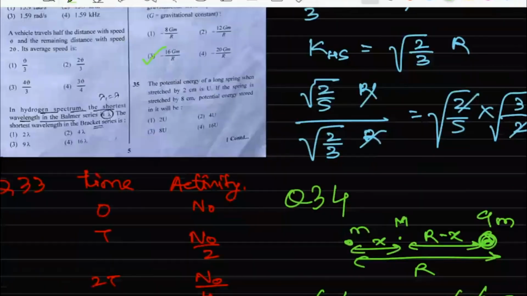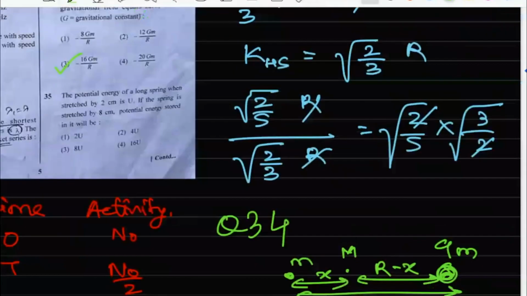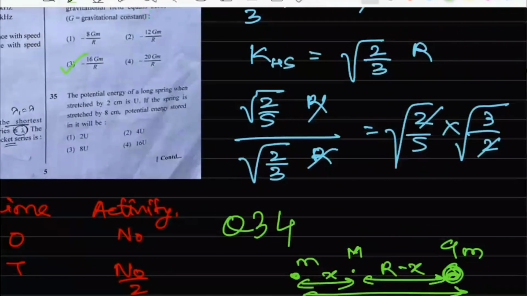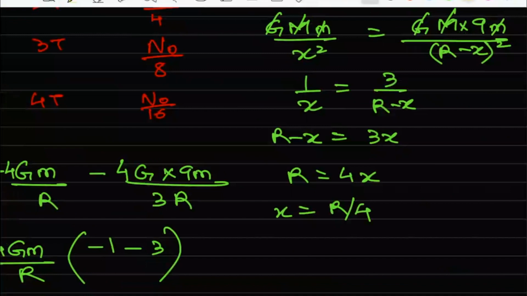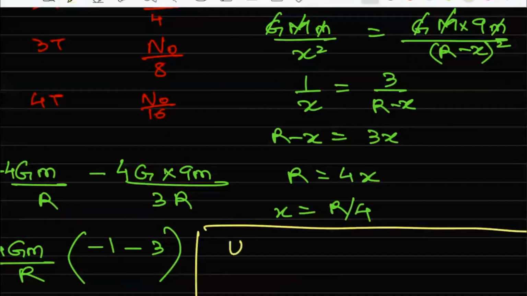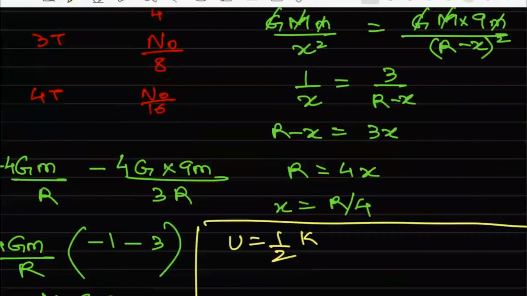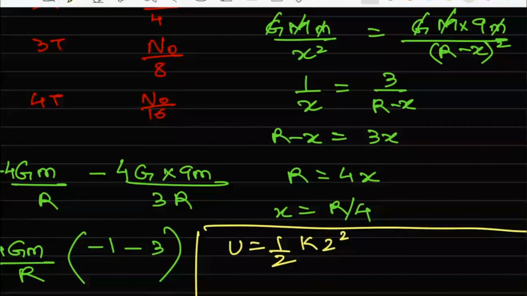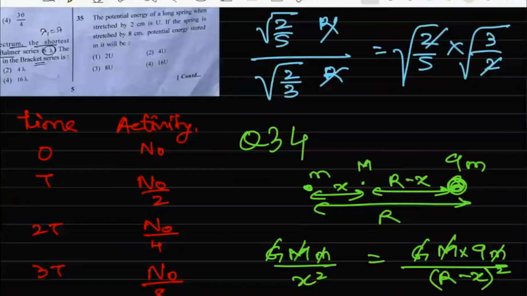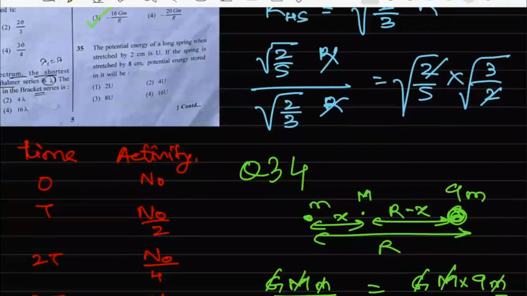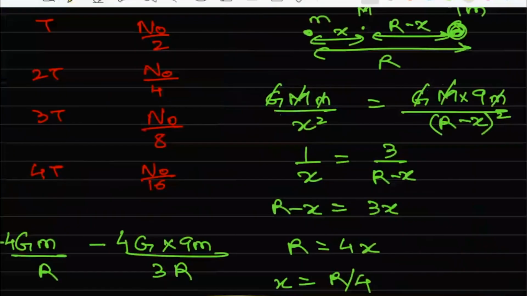Okay. Question number 35. Potential energy of a long spring when stretched by 2 centimeters is U. And if the spring is stretched by 8 centimeters, what is the potential energy? Oh, this is quite easy. So potential energy is half k x square. So in this case, how much is x? 2 square. Or just keep it like that. Half k 2 square, and U dash is half k. The new extension value is stretched by 8, not further by 8. Just 2 becomes 8. So I have 8 square.